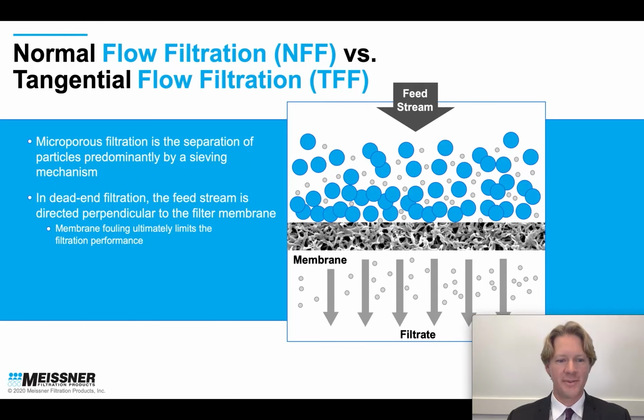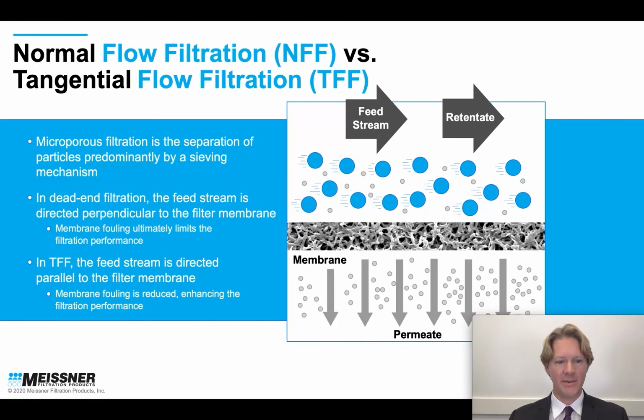I'm sure we're all familiar with filtration, but just to review, let's look at the differences between normal flow filtration, or NFF, versus tangential flow filtration, or TFF. Microporous filtration is the separation of particles primarily by sieving. In NFF, the feed stream is directed perpendicular to the filter membrane. Particles larger than the membrane's pores are retained on the upstream side of the filter, while particles that are smaller than the membrane's pores pass through the membrane as part of the filtrate. Accumulation of retained particles leads to membrane fouling, which ultimately limits filter performance.